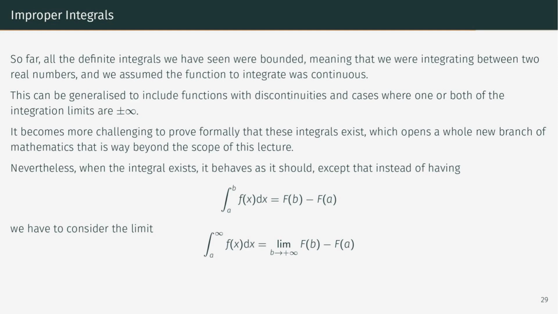Nevertheless, when the integral exists, it behaves as it should, except that instead of having the integral of f of x dx from a to b equals f of b minus f of a, we now need to consider the limit. So we have the integral of f of x dx from a to infinity equals the limit from b to positive infinity of f of b minus f of a.